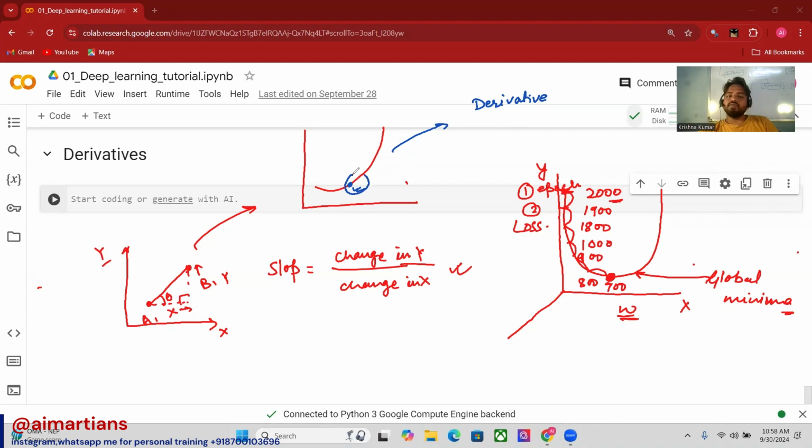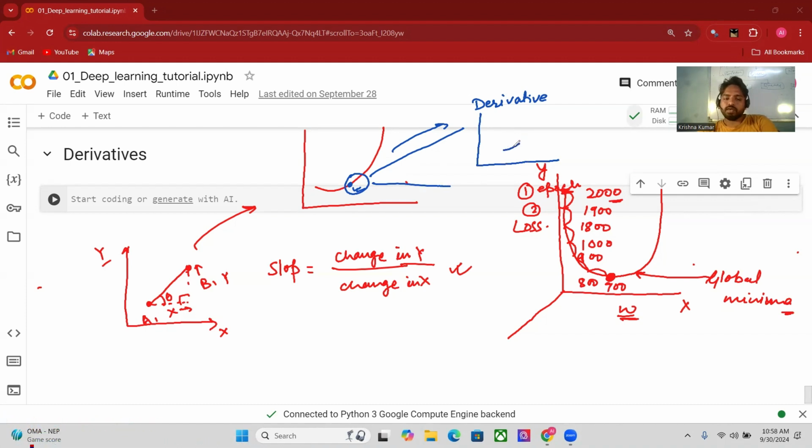Now, how is it possible? If you magnify this one, you will get a kind of line, some sort of point. If you magnify it to a higher level, it will be some sort of value. So this is your delta y and this is your delta x. Now, is it possible to calculate slope? I would say yes.